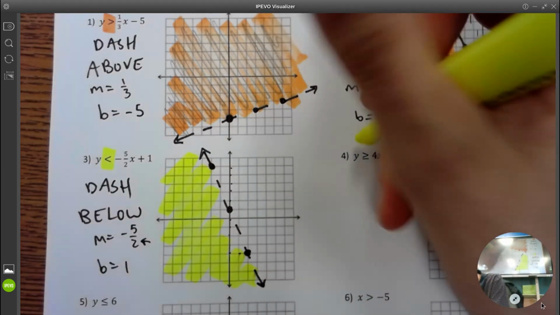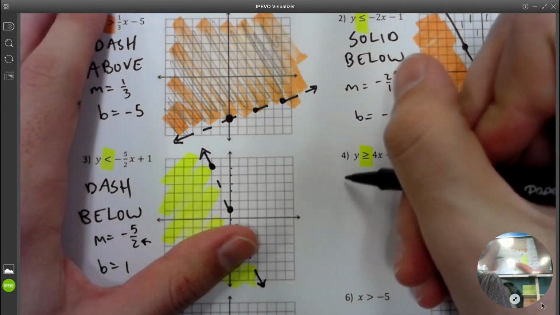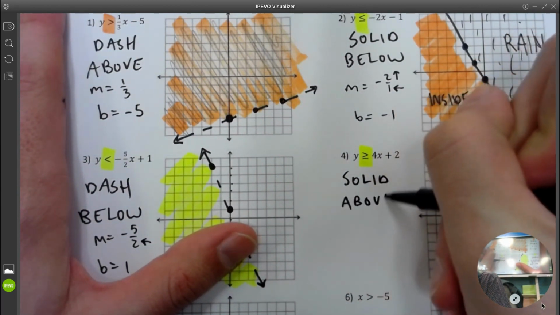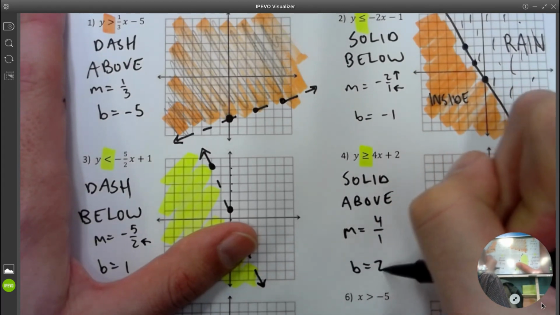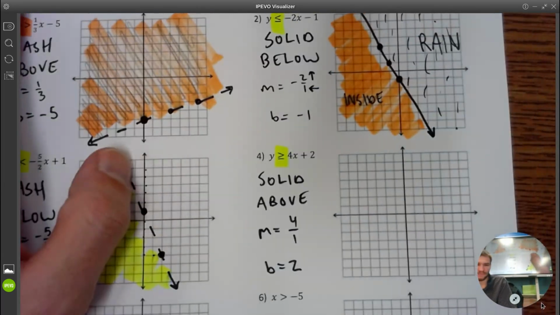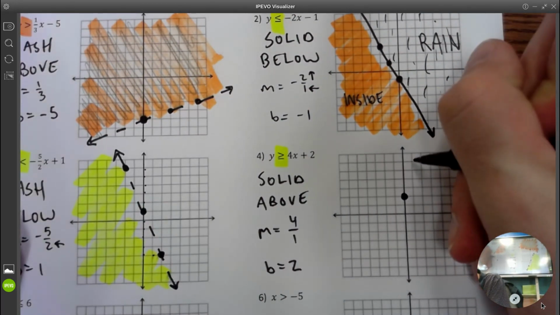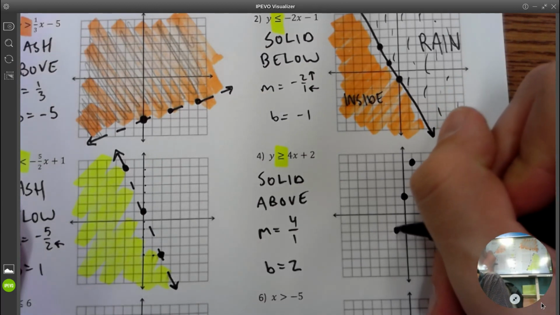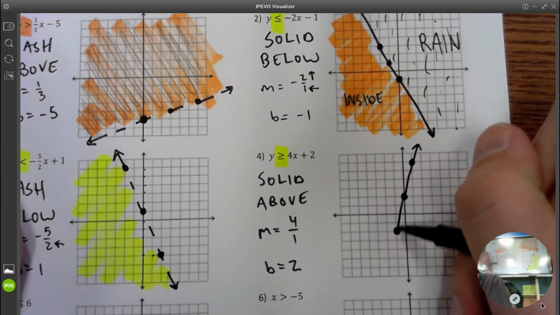All right. I want to pick it up because the clock is ticking. Let's just keep going. This is going to be a solid. This is going to be above. We've got an m equals 4 over 1. We've got a b equals 2. Right 1, down 4, left 1. This is a solid line, which is always easy.